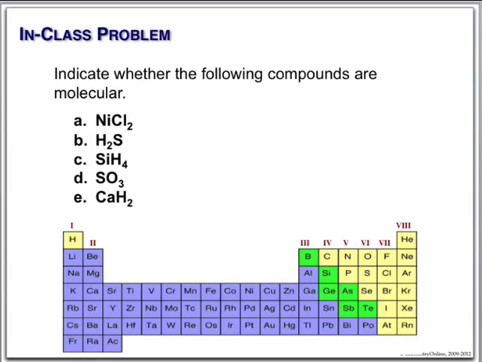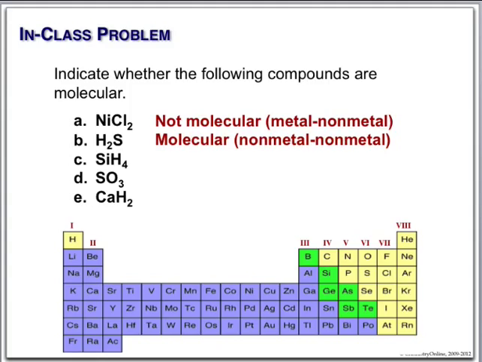All right, nickel chloride. Nickel, we all remember nickel as a metal. Down here in the middle of the transitions, we have a metal and we have a nonmetal. It is an ionic compound or not molecular. Either one works. Dihydrogen monosulfide. Hydrogen is here. Sulfur is here. These are both nonmetals. It is a molecular compound.